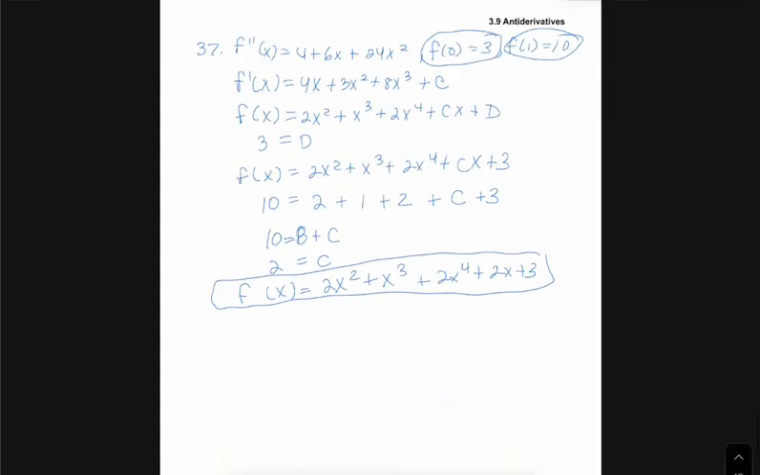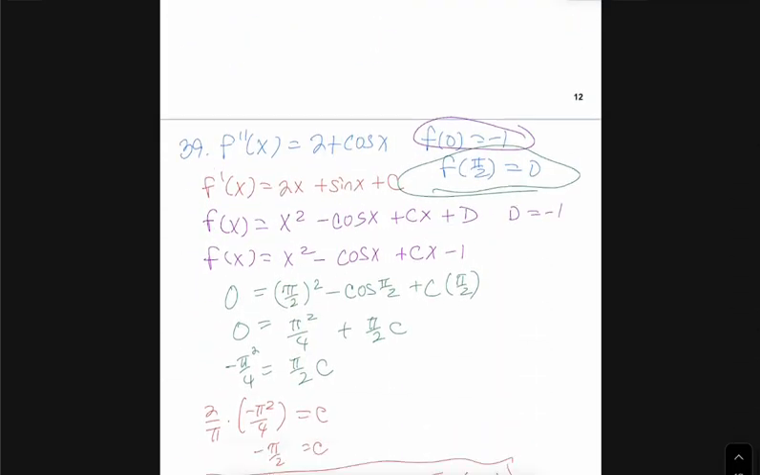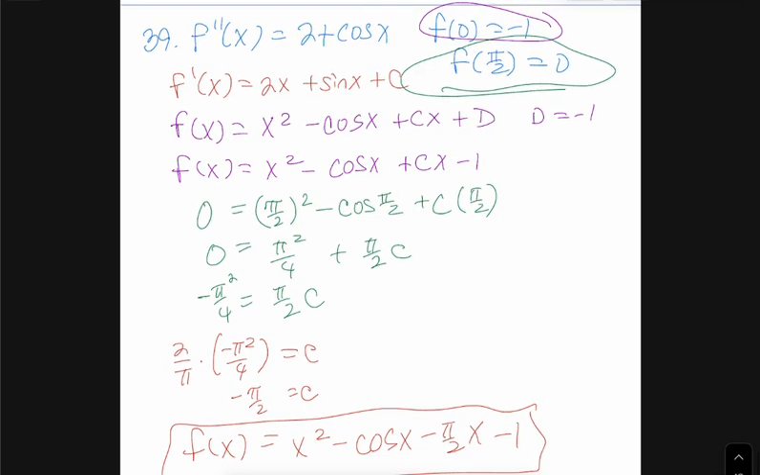Don't forget, please, to add in number 53. Please do number 53, okay? So that is that. Isn't that glorious? Please have this done or mostly done by the time you see me tomorrow.